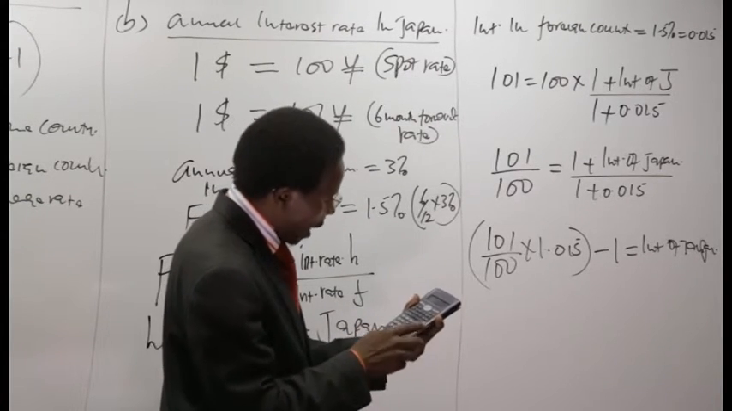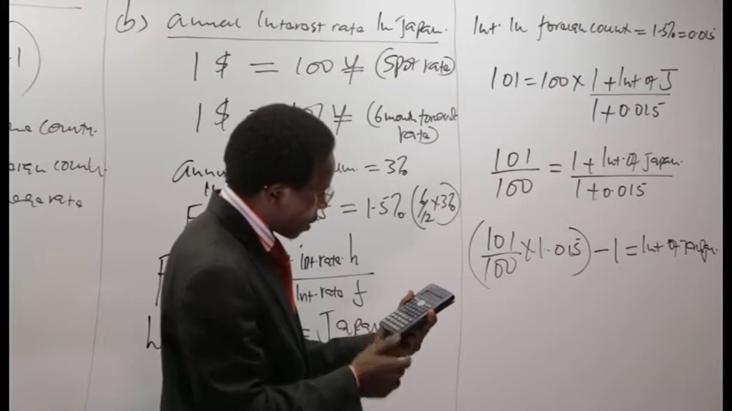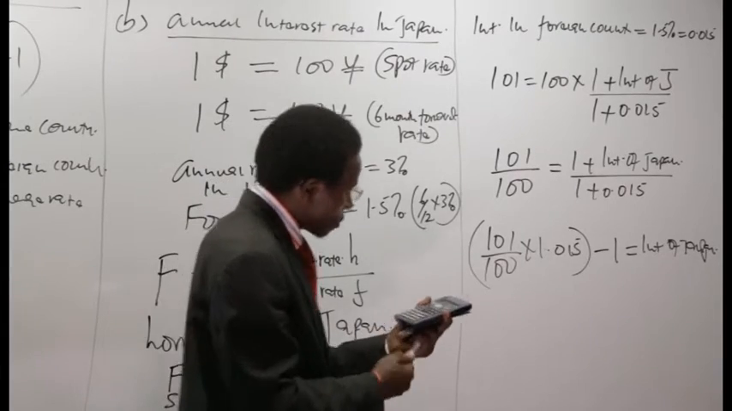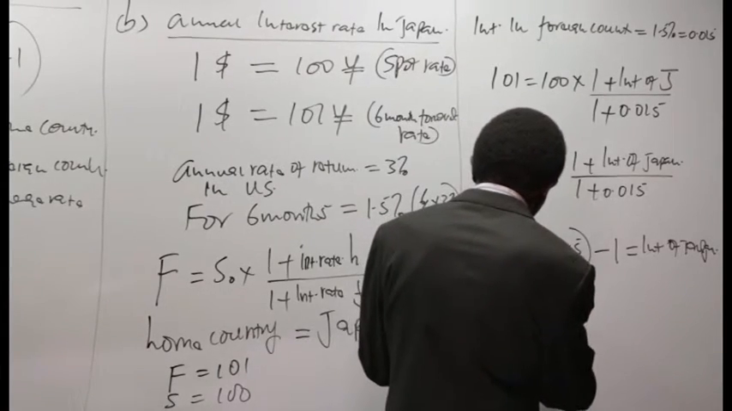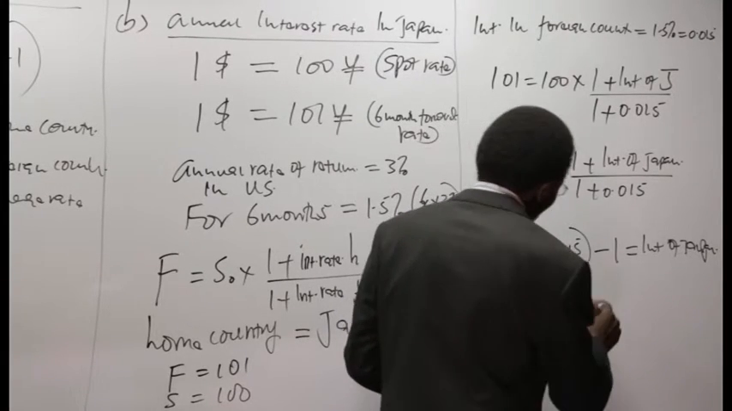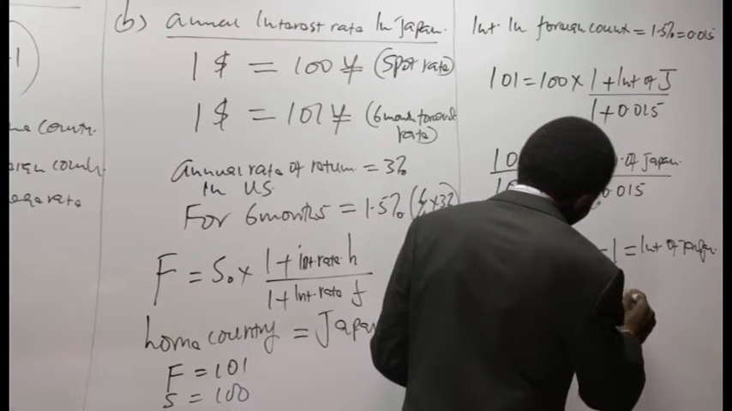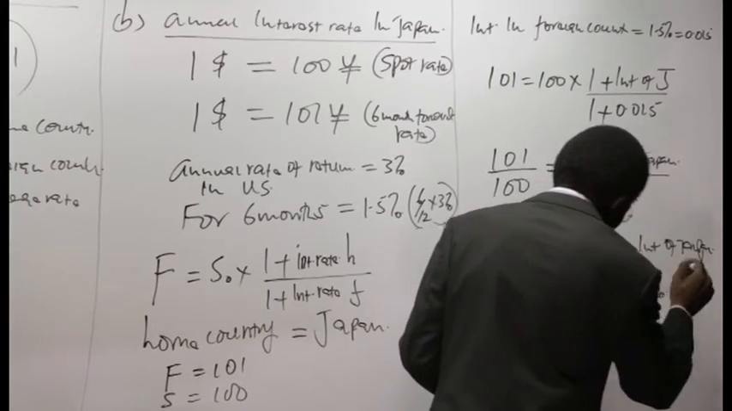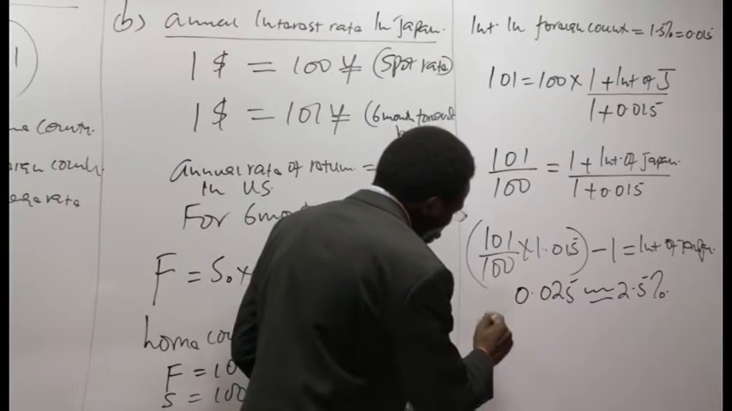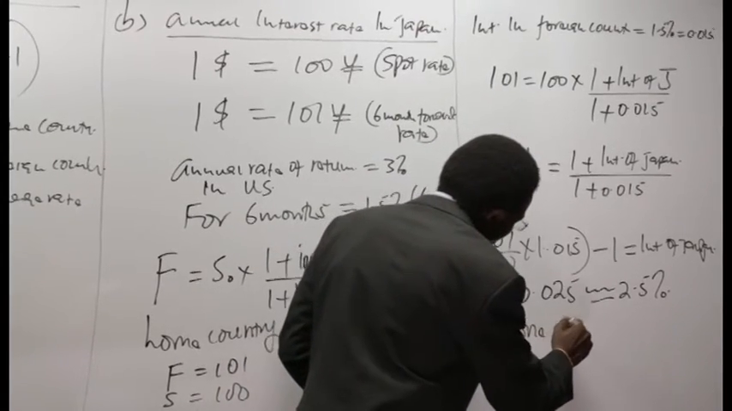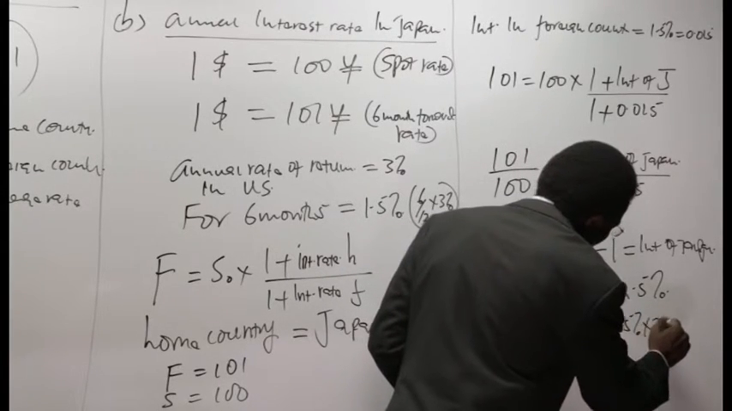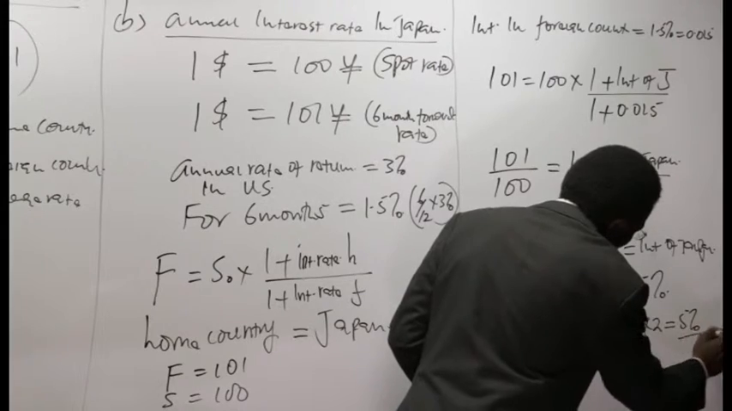Then I subtract 1, and I'll get 0.025. That is the same as 2.5%, because that is for 6 months. So for 1 year, it will be 2.5% times 2, and that is 5%.